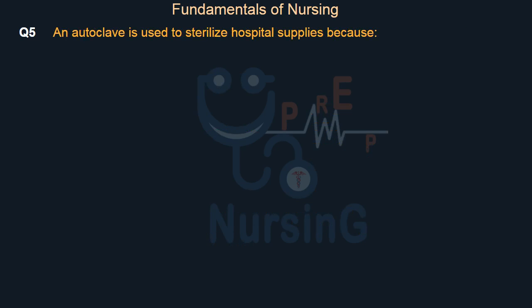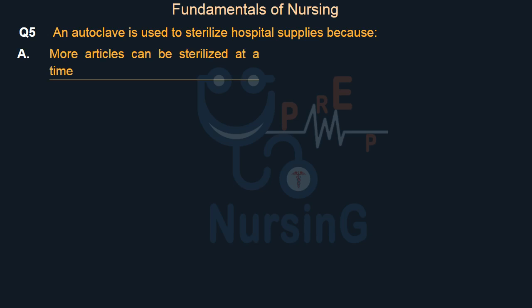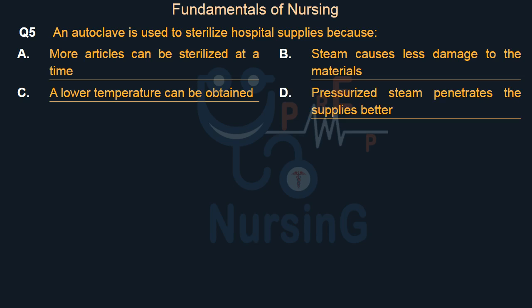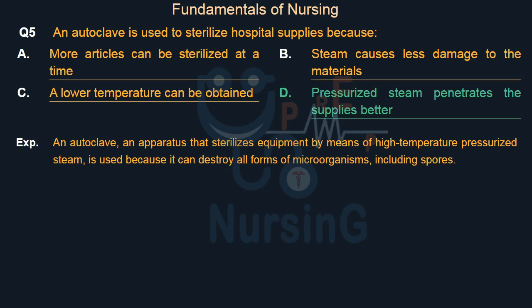An autoclave is used to sterilize hospital supplies because Option A. More articles can be sterilized at a time. Option B. Steam causes less damage to the materials. Option C. A lower temperature can be obtained. Option D. Pressurized steam penetrates the supplies better. Right answer is option D. Pressurized steam penetrates the supplies better. An autoclave, an apparatus that sterilizes equipment by means of high-temperature pressurized steam, is used because it can destroy all forms of microorganisms, including spores.